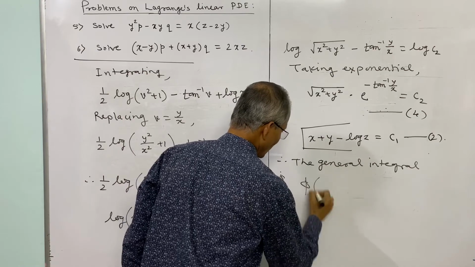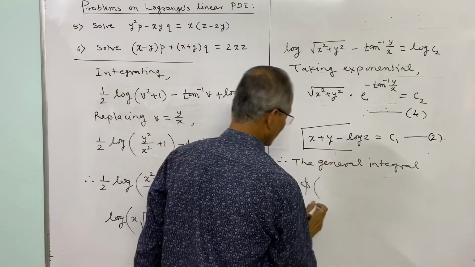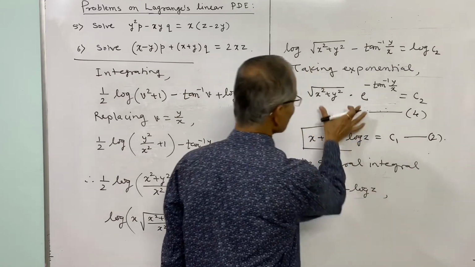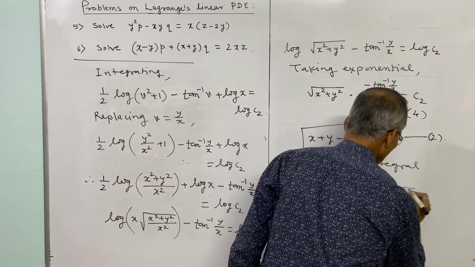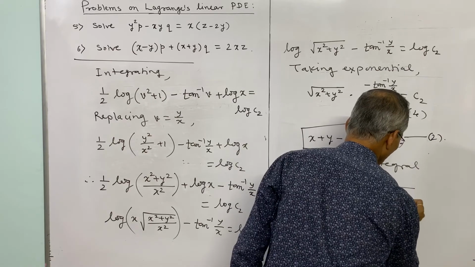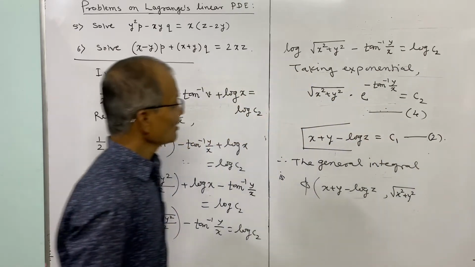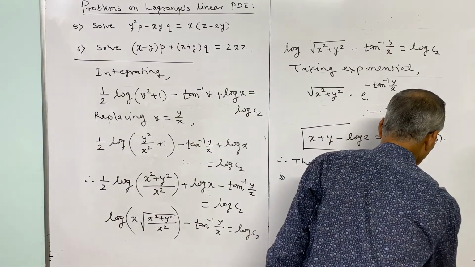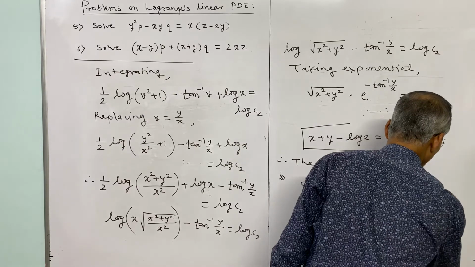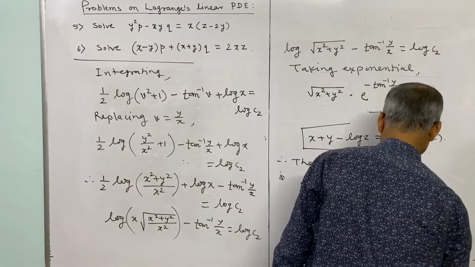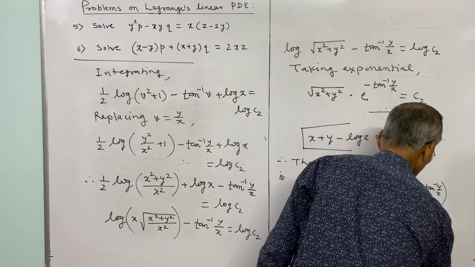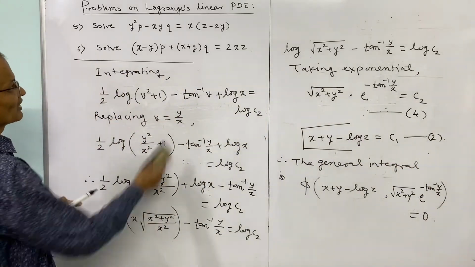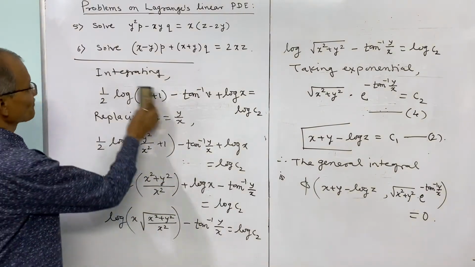is phi of u, x plus y minus log z, and this is v, root of, maybe in alternative form or different form, root of x square plus y square into e to the power minus tan inverse y by x, and is equal to 0, is the general integral. So this completes the solution of the second problem.